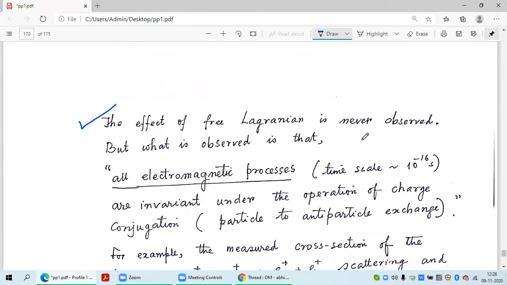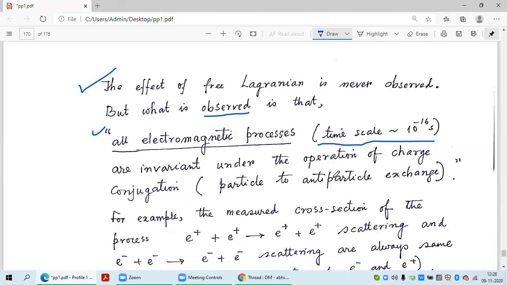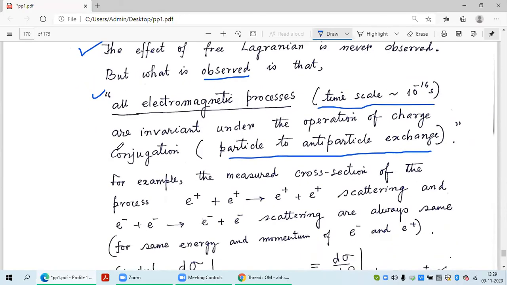Okay. Now, what is observed is that all electromagnetic processes, which I discussed in the early stage of our course, which have an ordinary time scale of 10^-16 seconds, are invariant under the operation of charge conjugation, or particle to antiparticle exchange. So this is a statement, this is an observation. So what is the meaning of this observation?